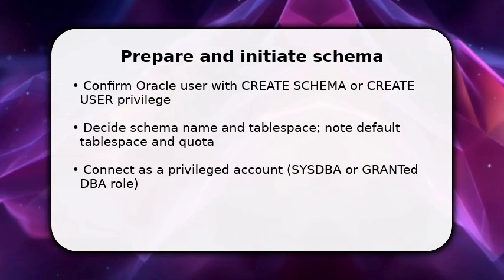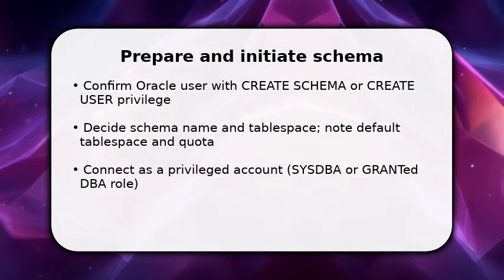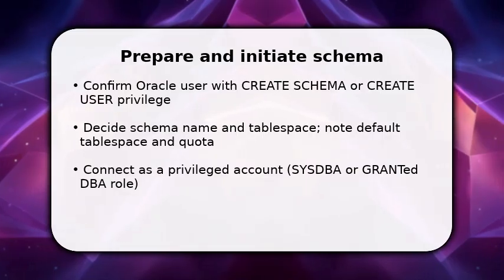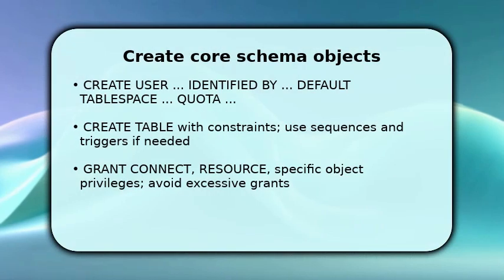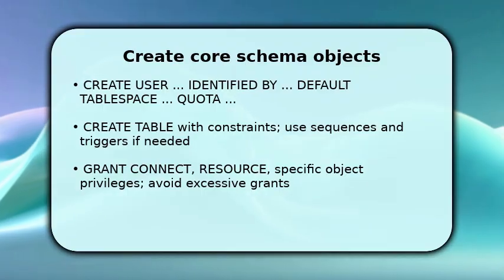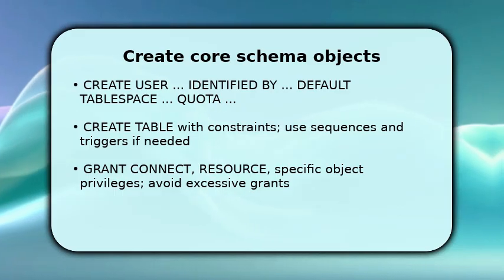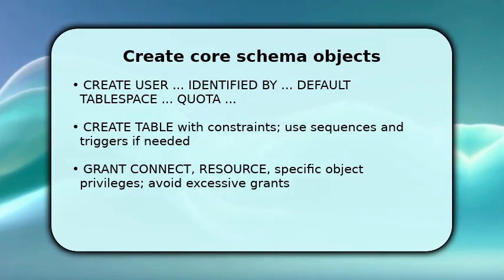Next, you build core objects inside the schema. Create tables with appropriate data types and constraints to enforce integrity. Use sequences for surrogate keys and consider triggers only when necessary. Once tables exist, add indexes for expected queries and foreign keys to relate tables.